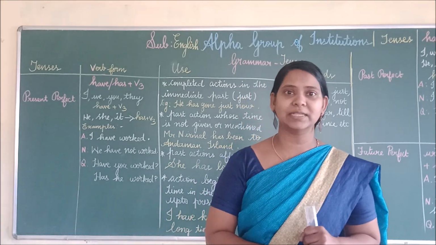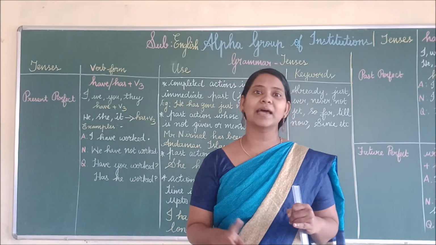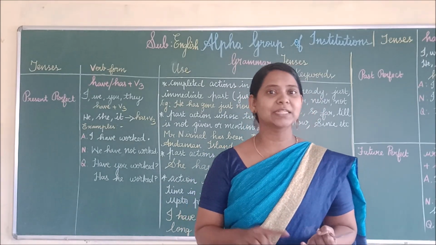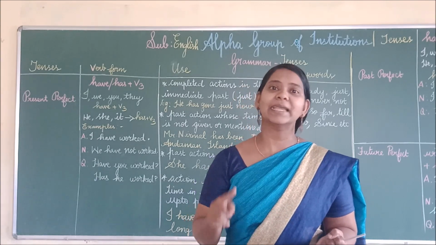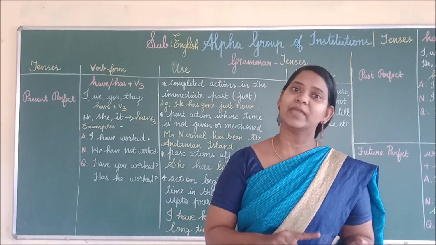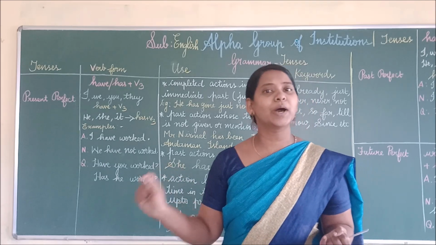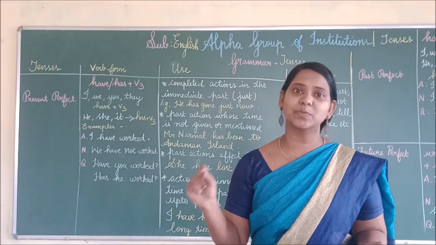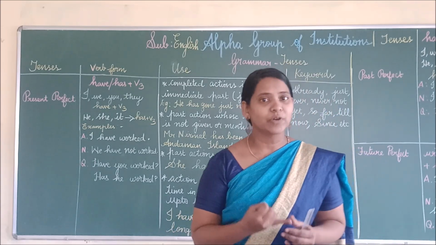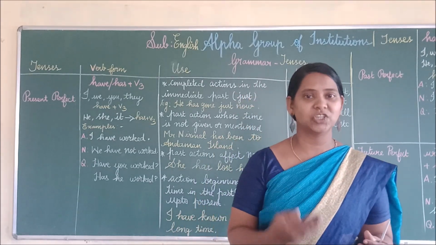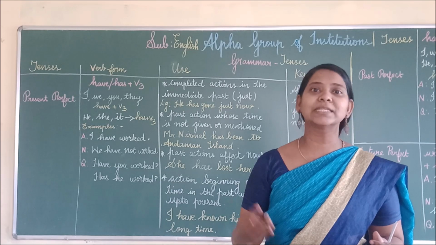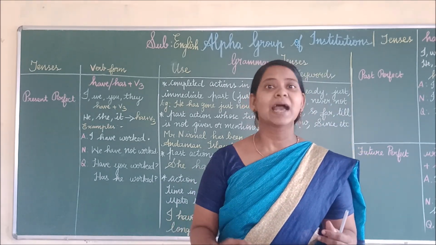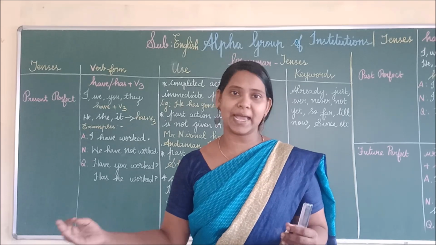Next, present continuous tense, am or is or are plus verb ing. For I, am plus verb ing. He, she, it, is plus verb ing. We, you, they, are plus verb ing. Past continuous tense, was or were plus verb ing. For I, he, she, it, was plus verb ing. We, you, they, were plus verb ing.